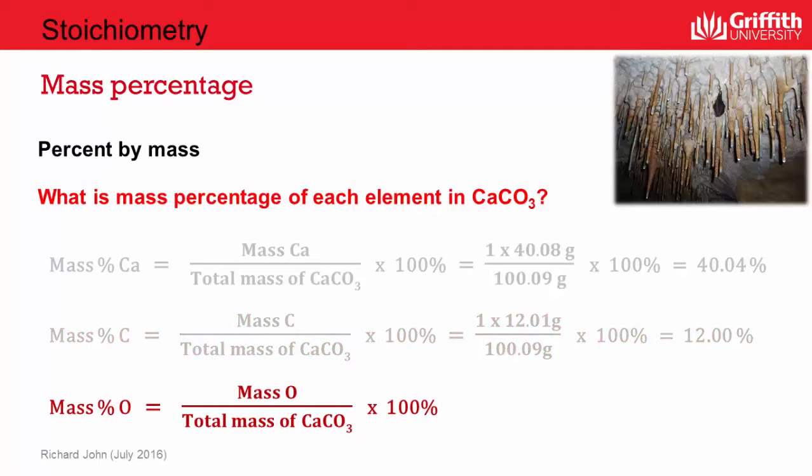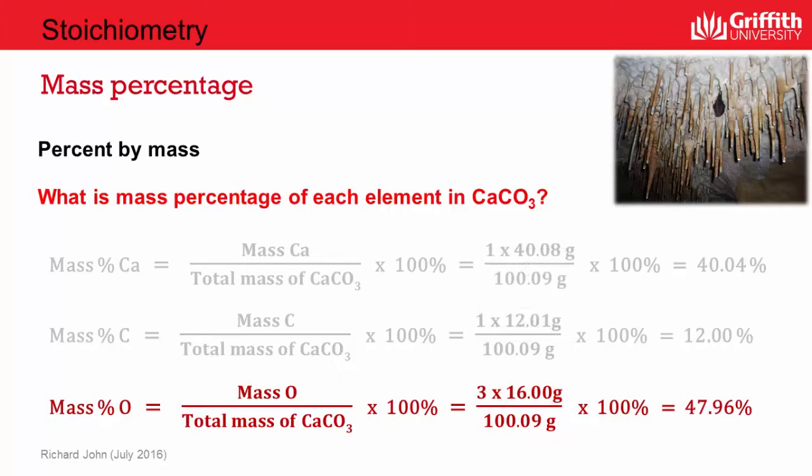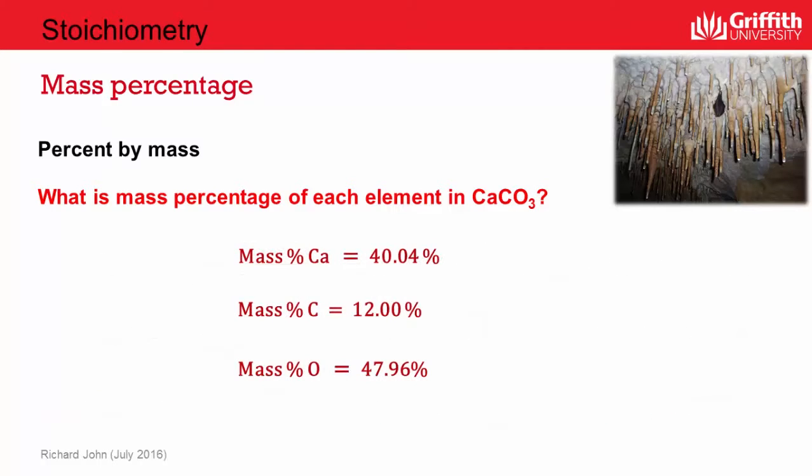The mass percent for oxygen is the mass of oxygen over the total mass of the compound. The contribution from oxygen was the 3 times the 16. Now remember, we get this number 16 from the periodic table to 4 significant figures, and this number here was the molar mass of the whole compound. So again, when we plug those into our calculator, we get the number 47.96%. So we've got mass percentages for calcium, carbon and oxygen being roughly 40, 12 and 48% respectively, which comes to a total of 100%.